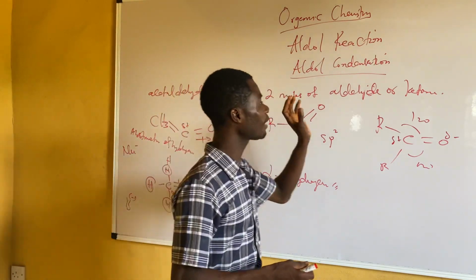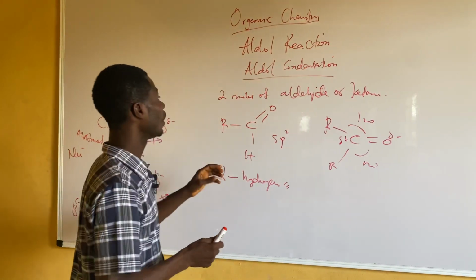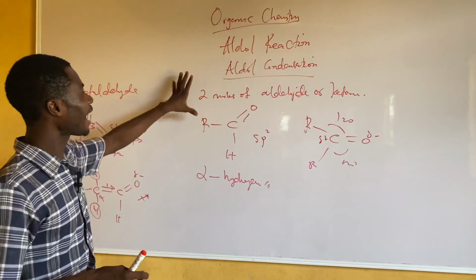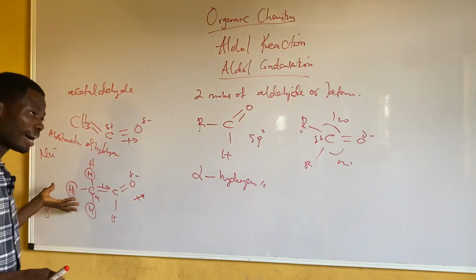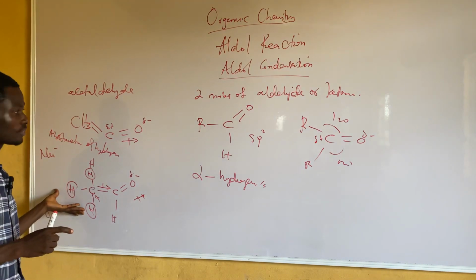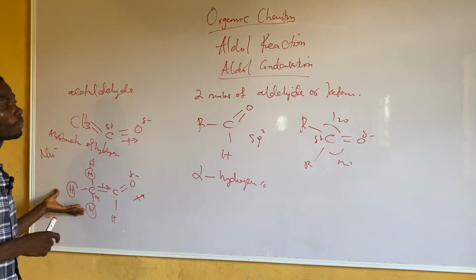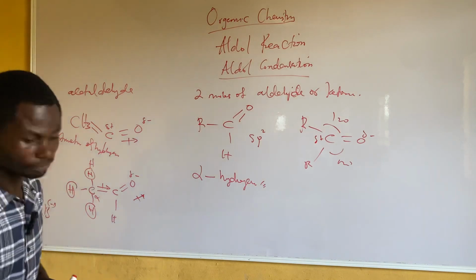So before you can have Aldol condensation, an aldehyde must have at least one alpha hydrogen for that reaction to take place. So you need to understand that. So let's look at a typical example.